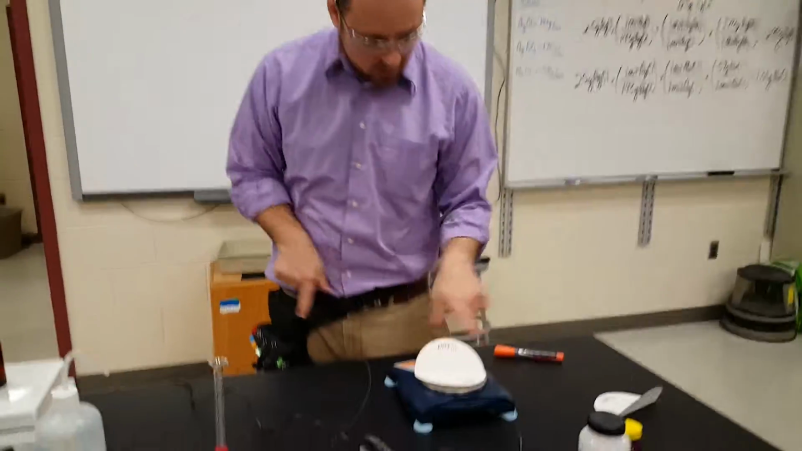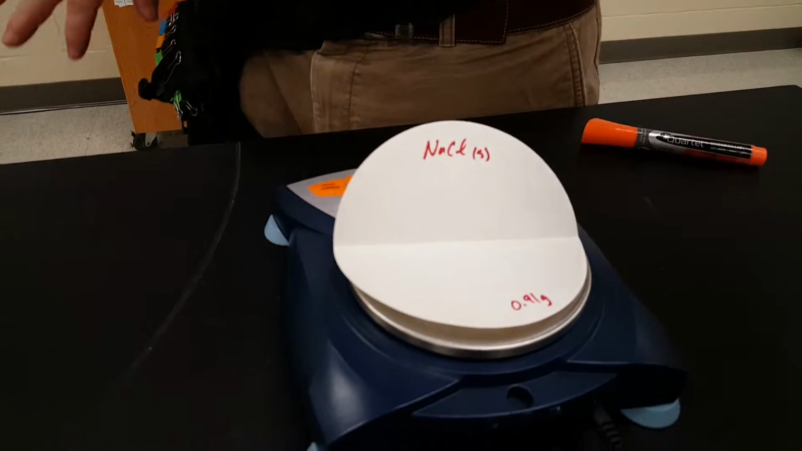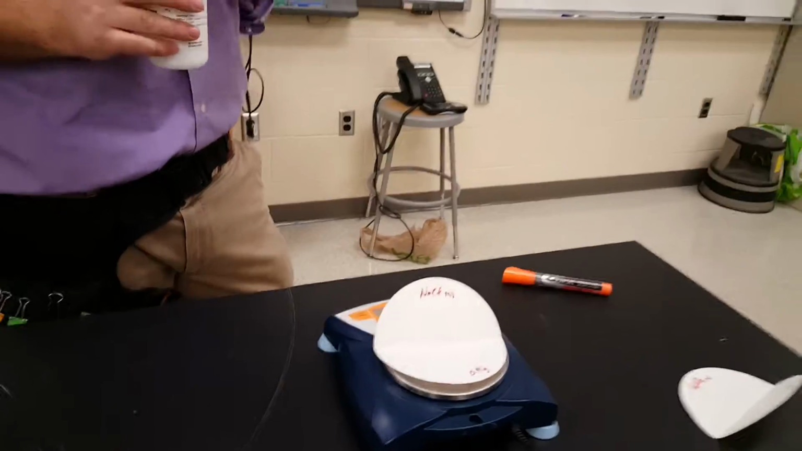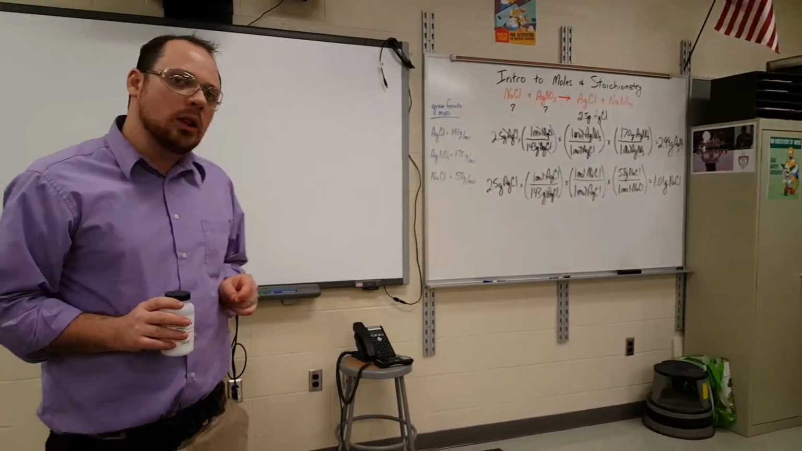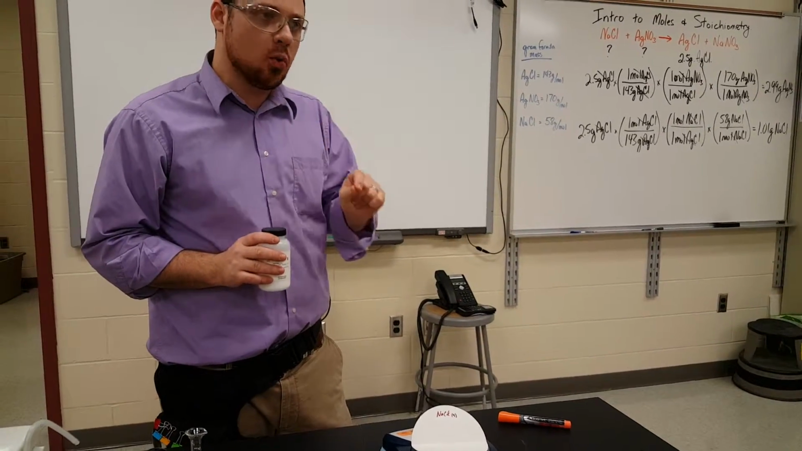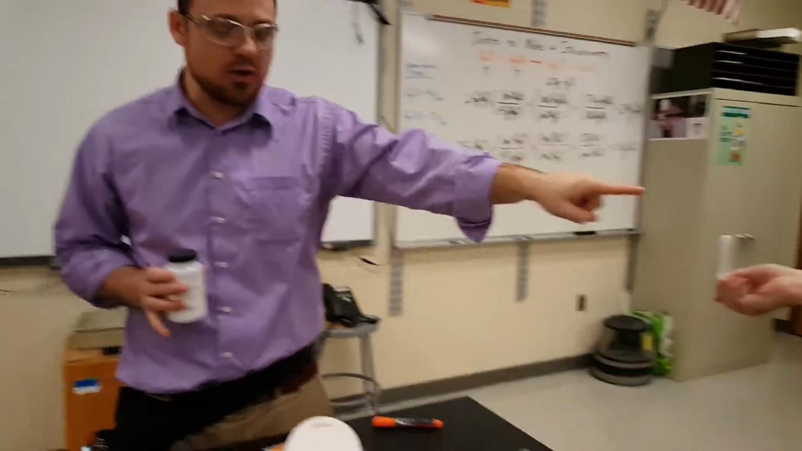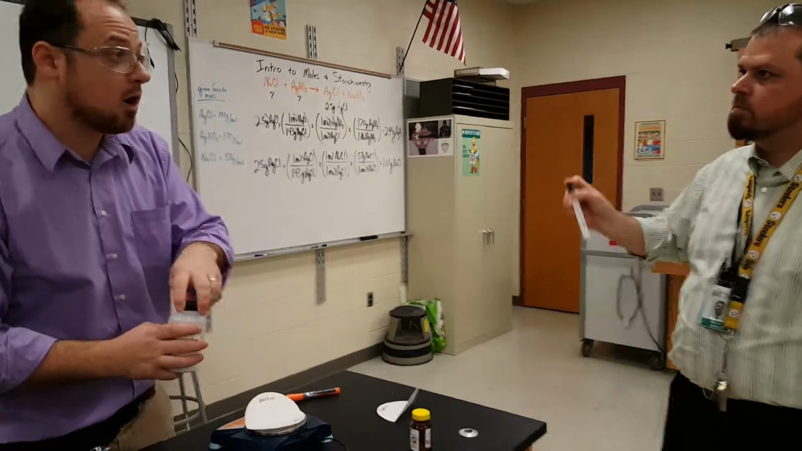So NaCl, I've got this paper that weighs 0.91 grams. I'm going to zero my scale. Now, Mr. Milks told me I'm supposed to put 1 gram of NaCl in. Now, I'm going to go a little bit more because I want to make sure all the silver nitrate reacts with sodium chloride. And if there's extra sodium chloride, that's almost a sure bet.